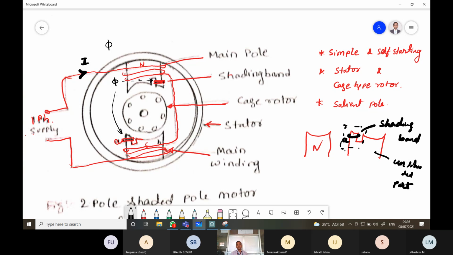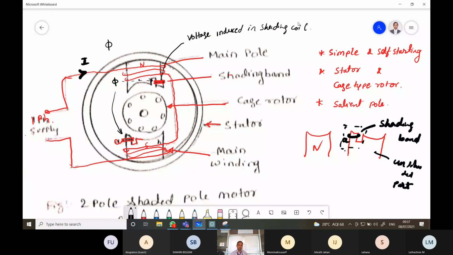When it is a closed path, meaning short circuited type, the flux linking the short circuited secondary winding produces some EMF. Like the short circuited secondary of a transformer, a voltage is induced in the shading coil.